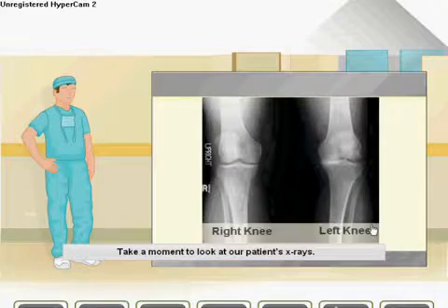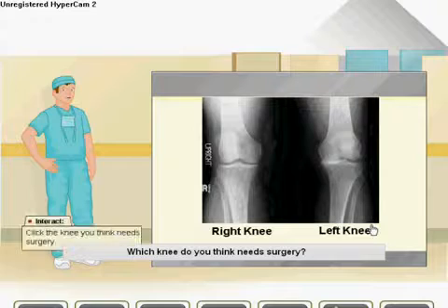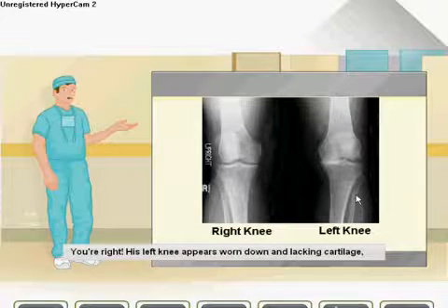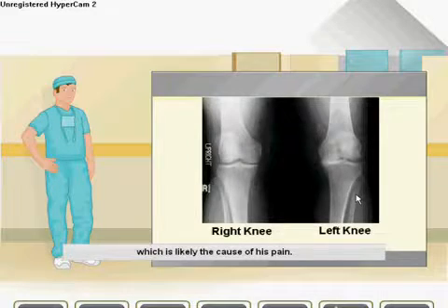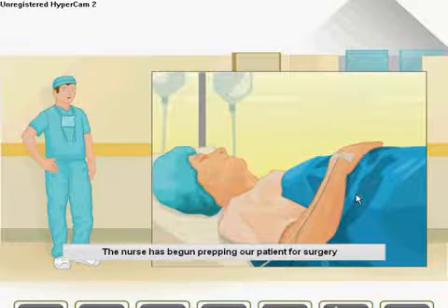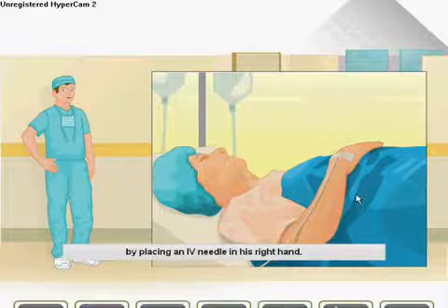Take a moment to look at our patient's x-rays. Which knee do you think needs surgery? You're right, his left knee appears worn down and lacking cartilage, which is likely the cause of his pain. The nurse has begun prepping our patient for surgery by placing an IV needle in his right hand.